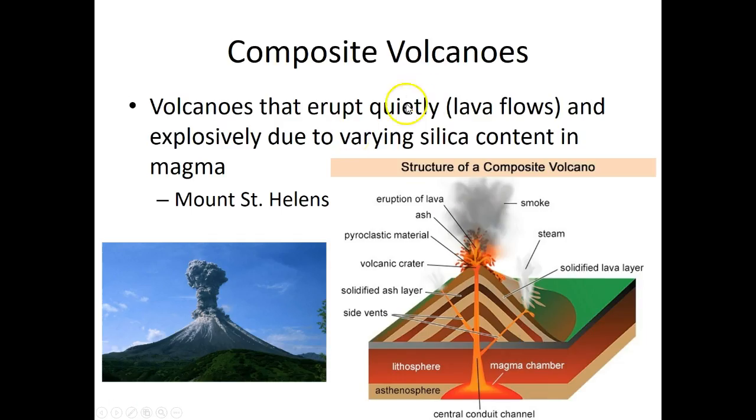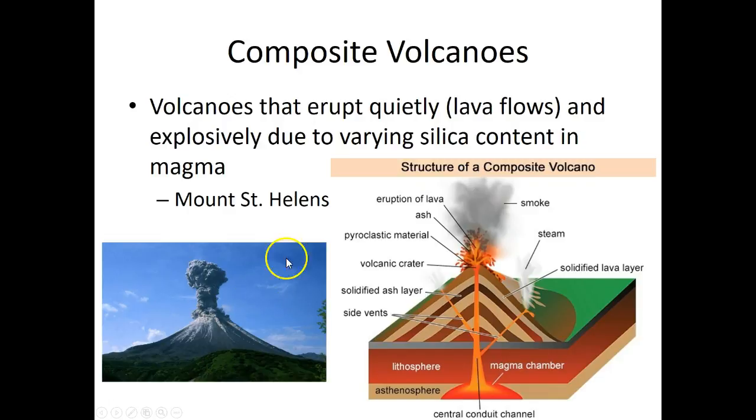The next type of volcano, the third type, is called a composite volcano. This is a volcano that can erupt very quietly, with quiet lava flows, but it can also erupt very violently. So it erupts both quietly from lava flows and explosively, shooting out a lot of lava bombs, due to varying silica content in the magma. Some of the magma might be very low silica, and the other might be very high silica content. When it's high silica content, remember, it's explosive eruptions, and when it's very low silica content, it's a very quiet eruption.